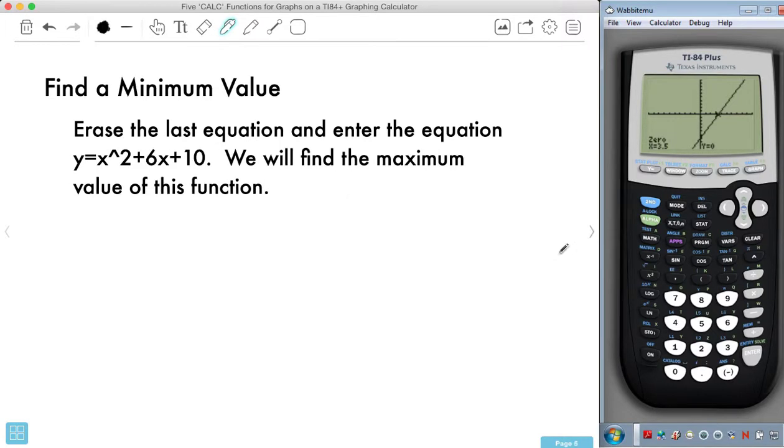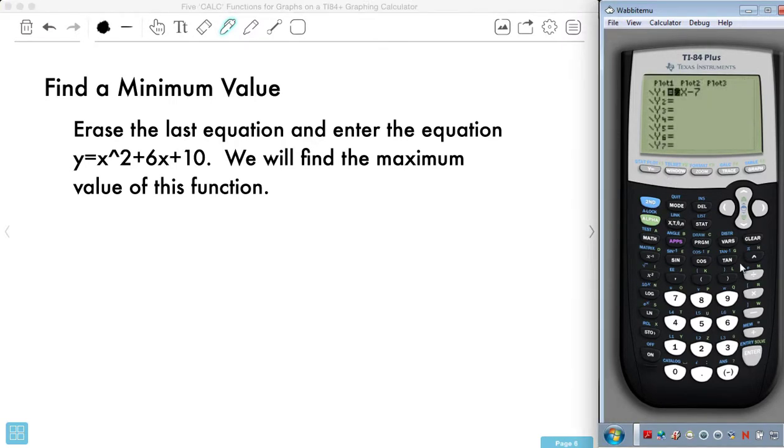Next, we're going to look at finding a minimum value. I'm going to erase the last equation, so I'm going to go to y equals and just press clear. And I'm going to put the equation in here. Now, the little hat means to the power of, so I'm going to type in x squared, or you can put the hat in on your calculator, x squared. Make sure to press right arrow to get down to the main line. Then plus 6x plus 10. I'm going to hit graph.